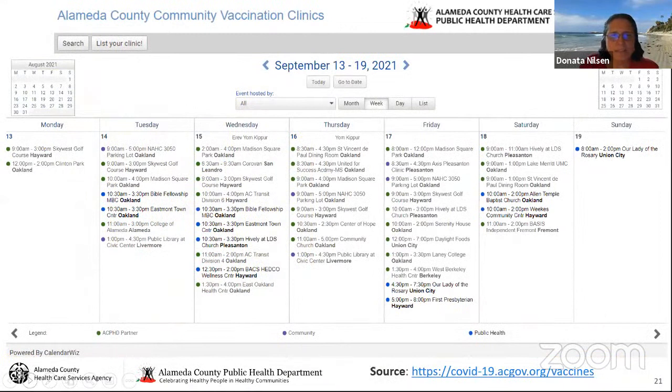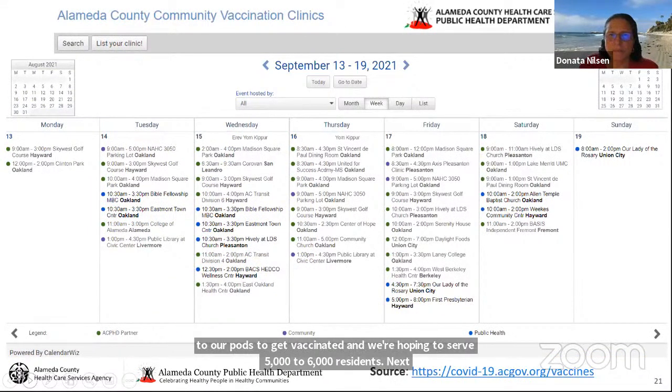And then finally, for the vaccination update, this is on our website. So you can see where all the vaccination pods are in our county week by week. So you can see that on our website. Next slide.